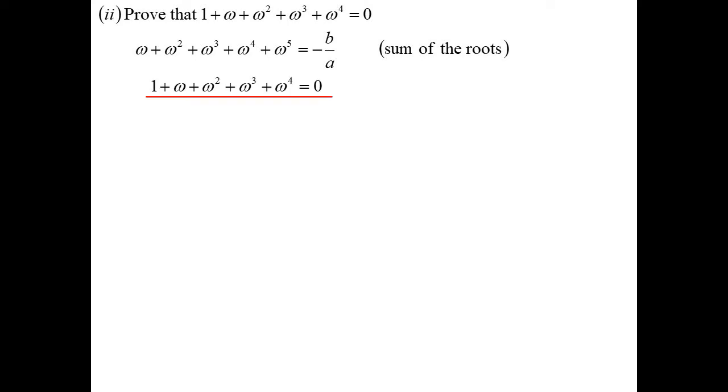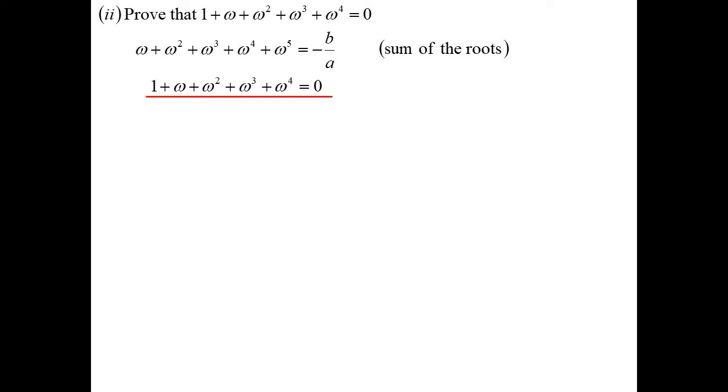They love this one. Prove that 1 plus omega plus omega squared plus omega cubed plus omega to the power of 4 ends up equaling 0. Well, remember, these are solutions to a polynomial, but you'll notice I don't have 1 there, I have omega to the power of 5, because we've established that omega, omega squared, omega cubed, omega to the power of 4, omega to the power of 5 are the roots. So the sum of the roots will be minus b on a. But in our equation, b is 0. There is no coefficient of z to the power of 4. So these things must equal 0.